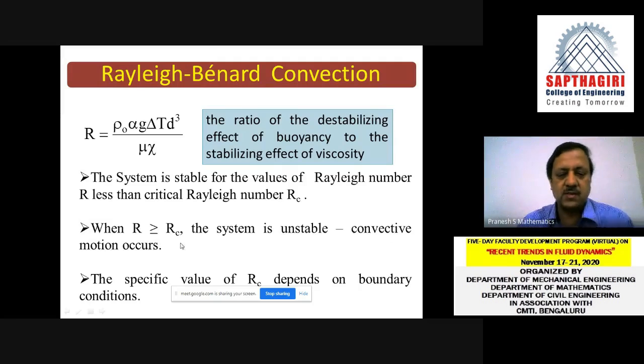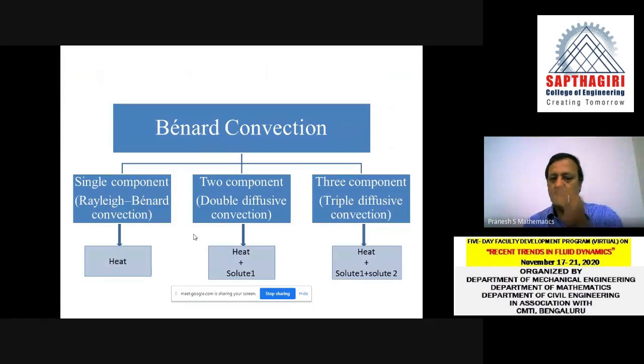Sometimes the critical Rayleigh number also depends upon the type of boundaries we use. Both boundaries may be rigid, both may be free, or one rigid and one free. So when we talk about Bénard convection, we can have different components. What I explained until now is a single component.